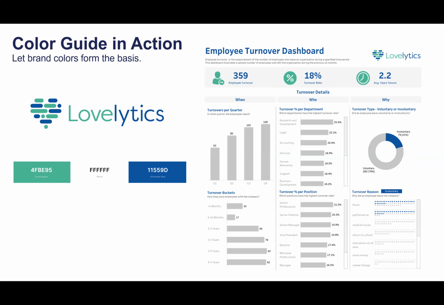In this example, I've used our brand colors, which are from the Lovelytics logo, to form the basis of this visualization. So as you can see, my dashboard title is the Lovelytics blue. My icons are the Lovelytics green. My band numbers are the Lovelytics blue. My titles for each of my worksheets are also the Lovelytics blue. So allowing your brand colors to form the basis of your visualization.